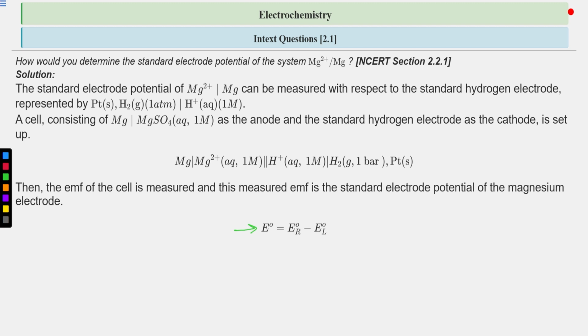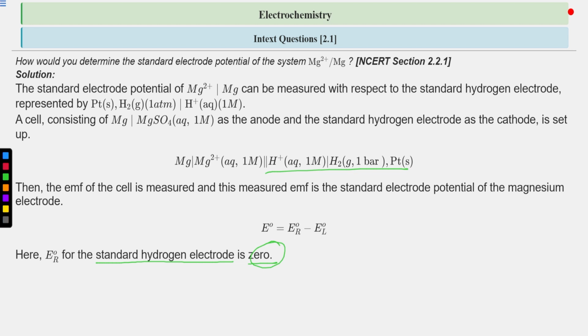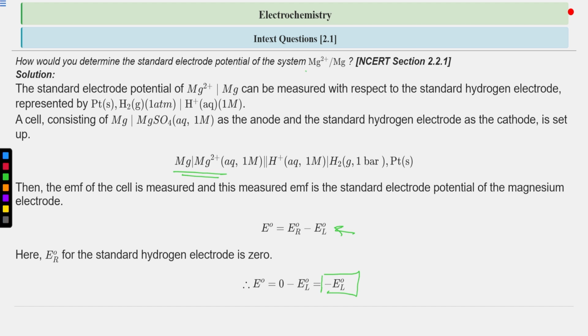So E naught, how can you determine it for a cell? It will be E naught of R minus E naught of L. Here, the E naught of R for the standard hydrogen electrode is 0, because at the right-hand side of the salt bridge we take the SHE. We simply put it in this equation, and therefore E naught becomes 0 minus E naught of L, that means minus E naught of L. So the overall cell electrode potential is equal to minus the standard electrode potential of the left-hand side, which is this Mg electrode. If you know the value, you can put it here and determine the standard electrode potential of the system Mg2+ to Mg. This is the way you can solve this for determining the E naught of the system given in the question.